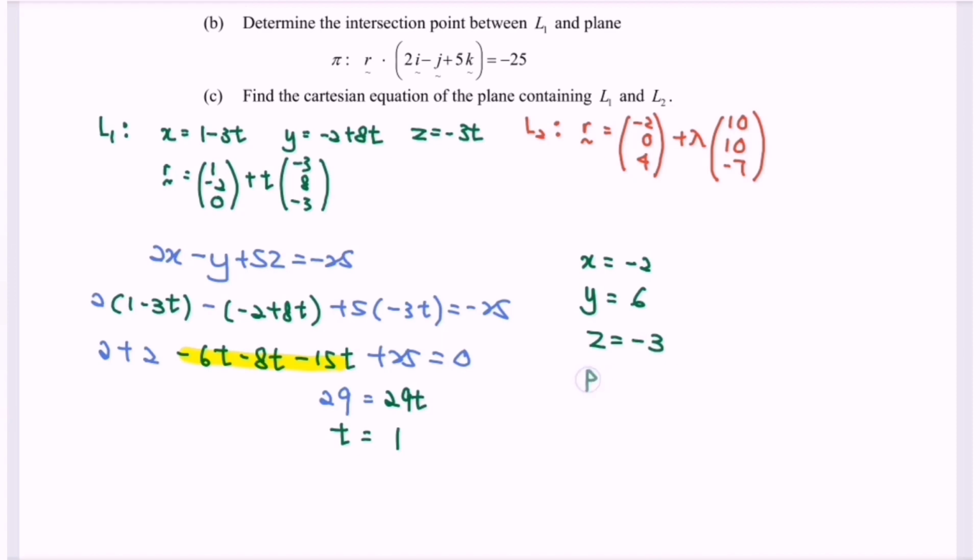So from here, the point of intersection between the line L1 and the plane, where we have the point, the coordinate will be (-2, 6, -3).